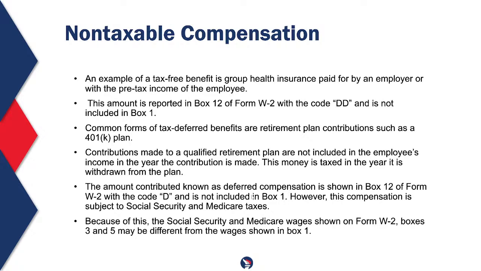So when we have this situation appearing, box 1 is going to be a lower number than boxes 3 and 5. And the difference between box 1 and boxes 3 and 5 should be the amount with the code D on the W-2, down in box 12. If you see this and it doesn't match up, that is a flag for a fraudulent W-2.